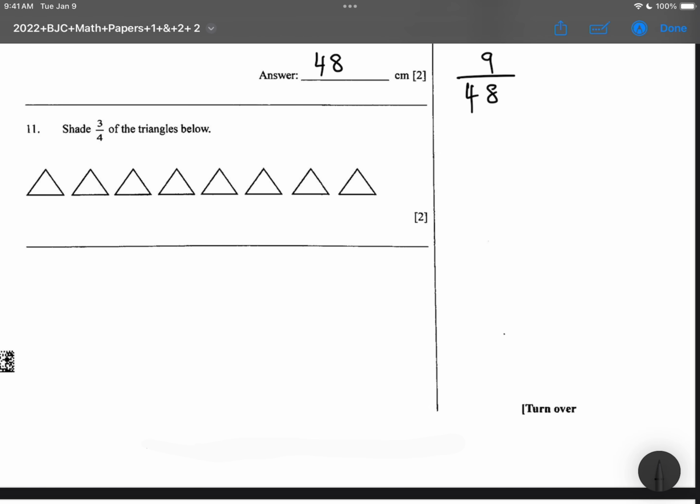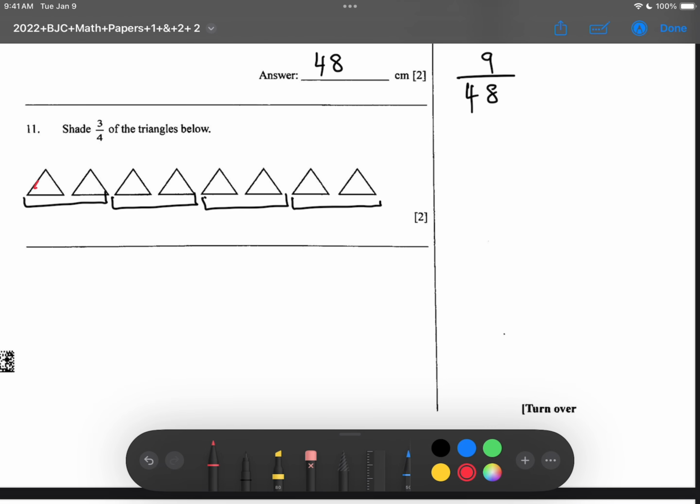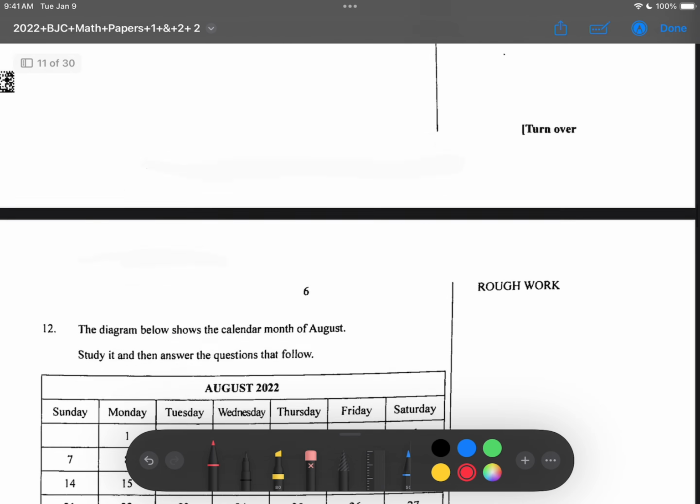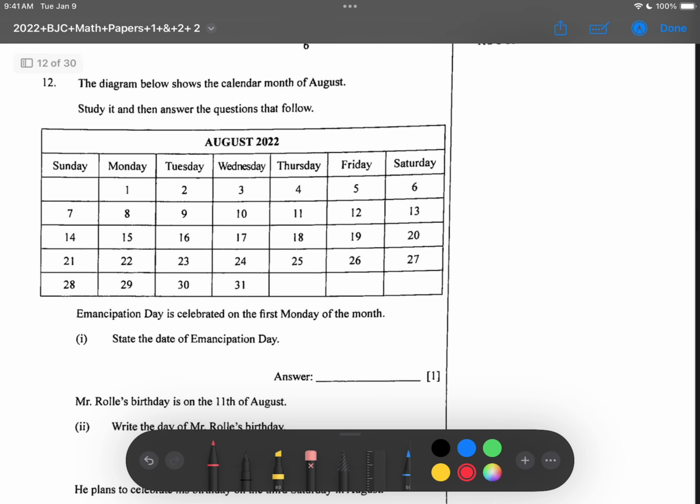Shade 3/4 of the triangle. So the easiest way is to break this up into 4: 1, 2, 3, 4. And now we know we have to shade 3/4. This 1, all of this 2, all of this 3.